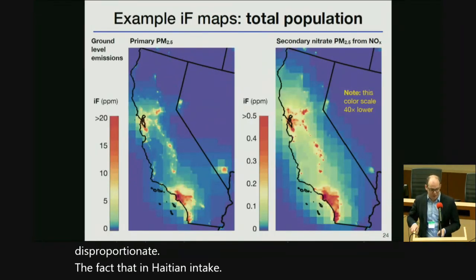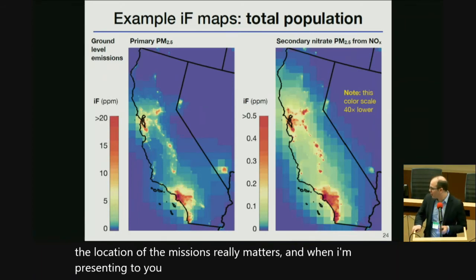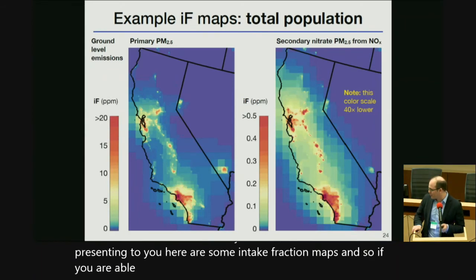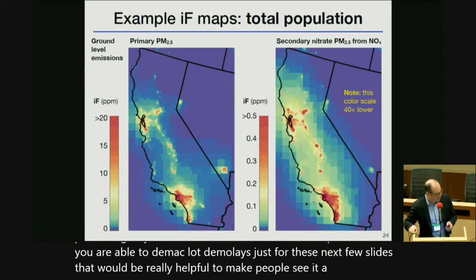So the location of the emissions really matters. And what I'm presenting to you here are some intake fraction maps. And Zoe, if you're able to dim the lights just for these next few slides, this would be really helpful to make people see it a little bit better. I'm sorry to make you run up there.